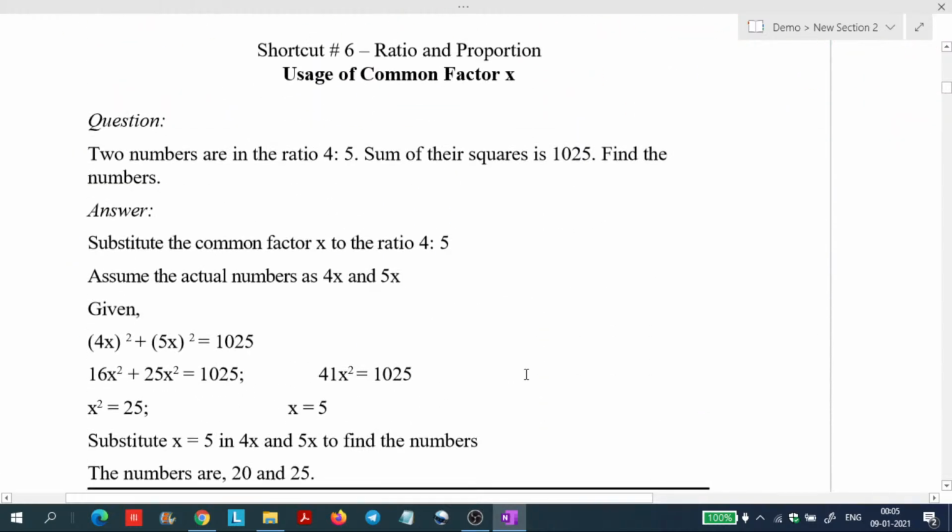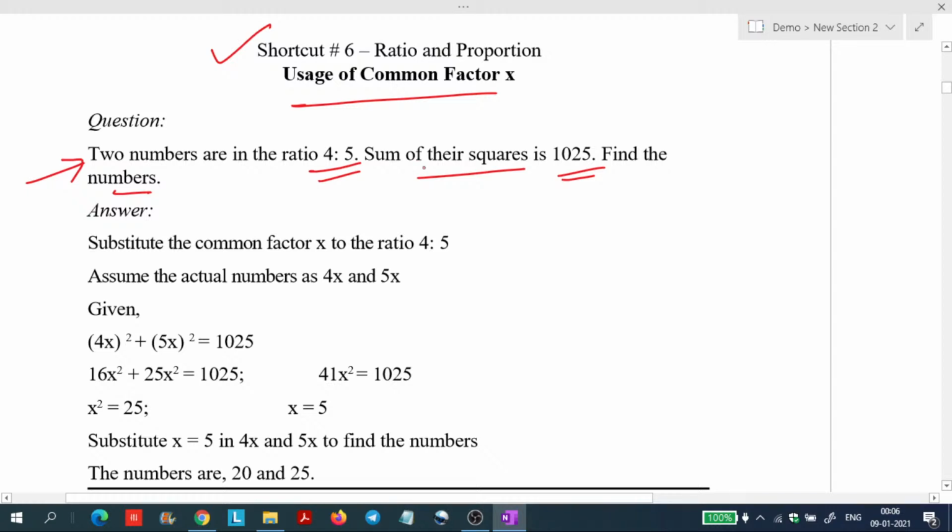So the next trick we can see is the usage of common factor x. There are two numbers in the ratio of 4 is to 5. The sum of their squares is 1025. So find the numbers. Okay, so they are given the two numbers in the ratio of 4 is to 5, and the sum of their squares is 1025. So find the numbers.